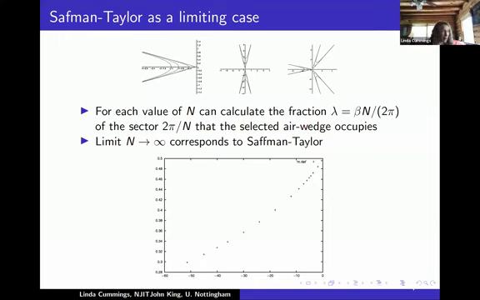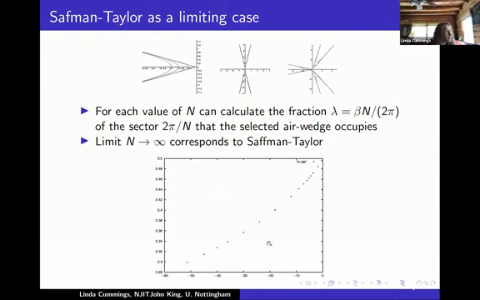To make a further comparison, for each value of n, I said that we can construct any number of air wedges going into the sink in finite time, and here's n equals 1, 2, and 3. For each value of n, we can define the fraction of its unit sector that the selected air wedge occupies, and you can plot that.